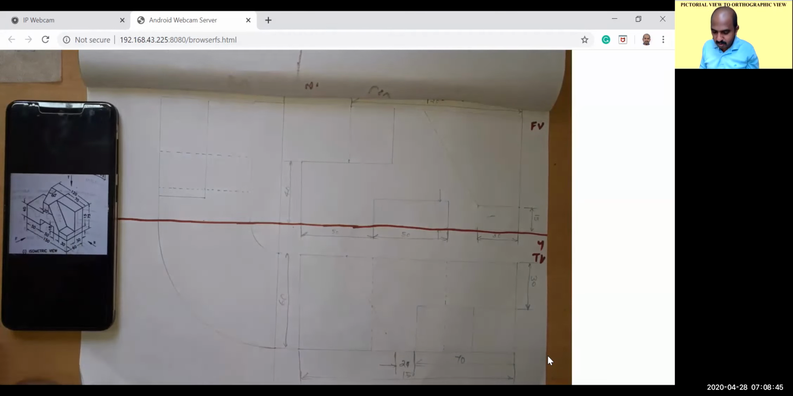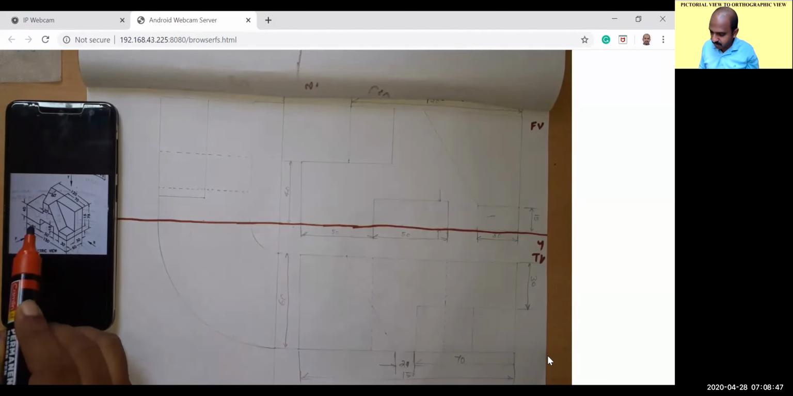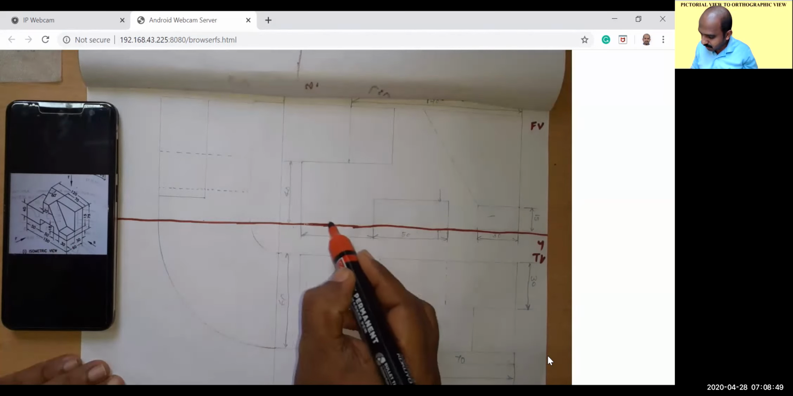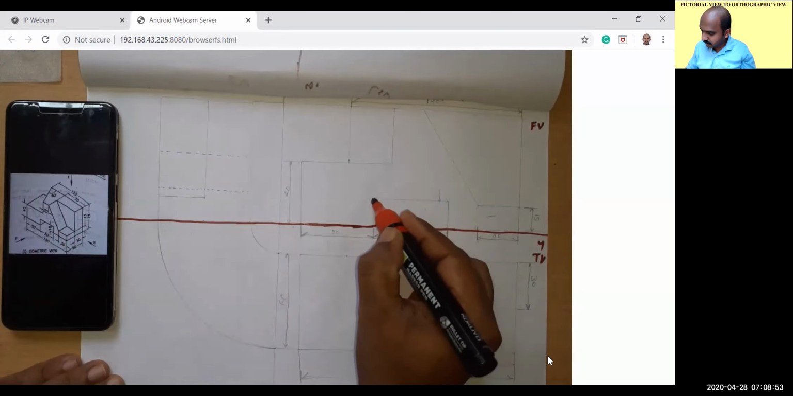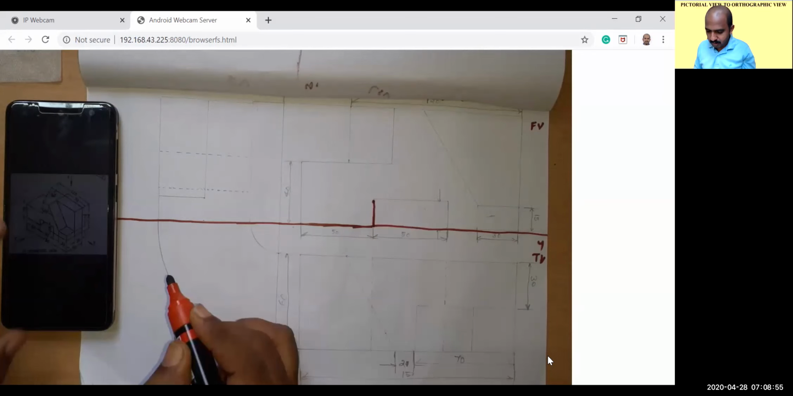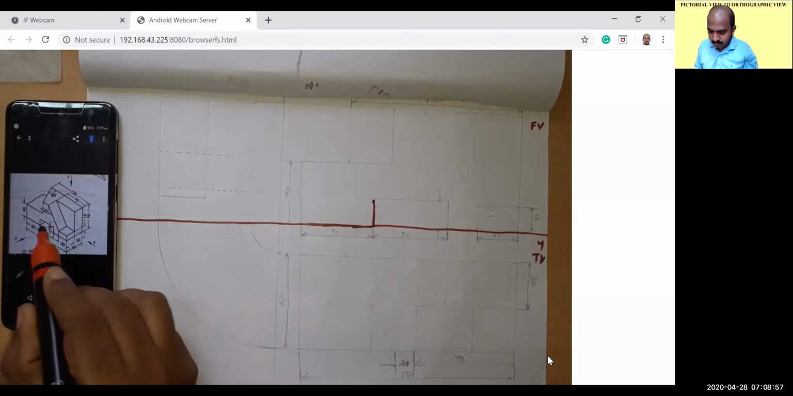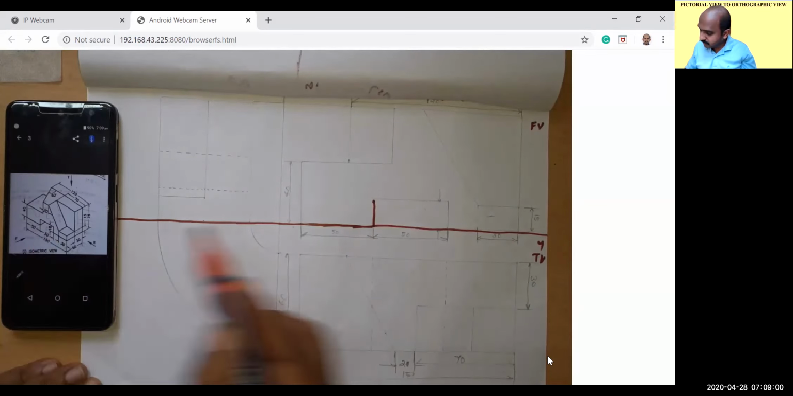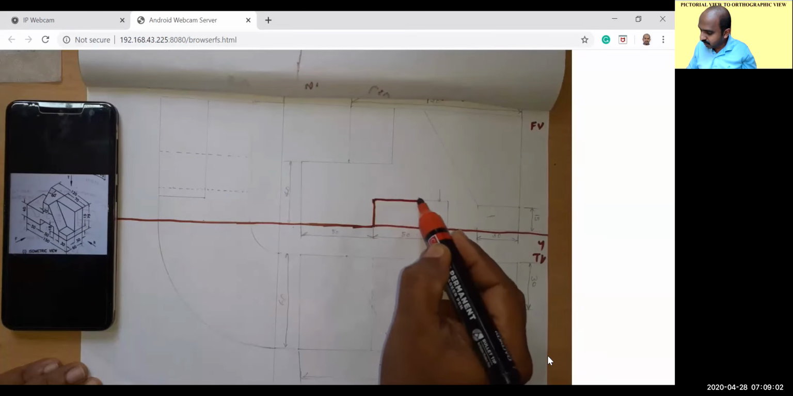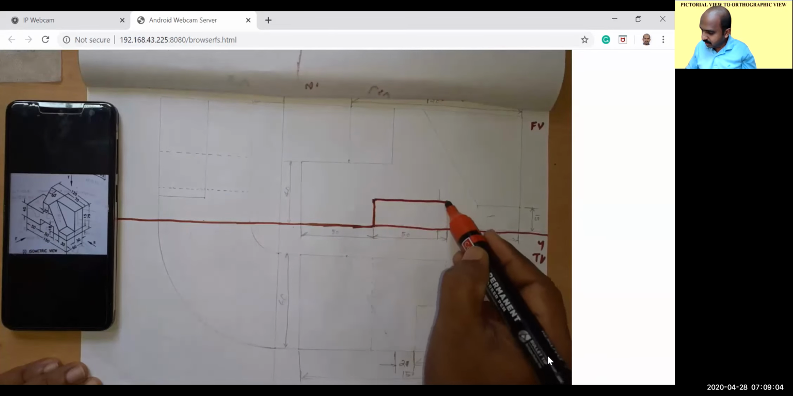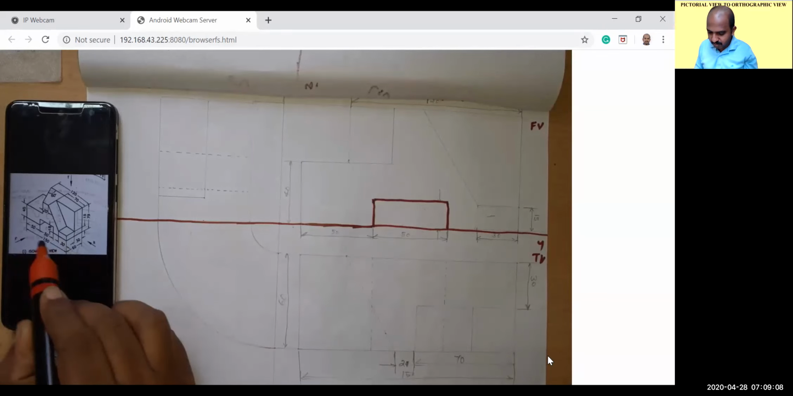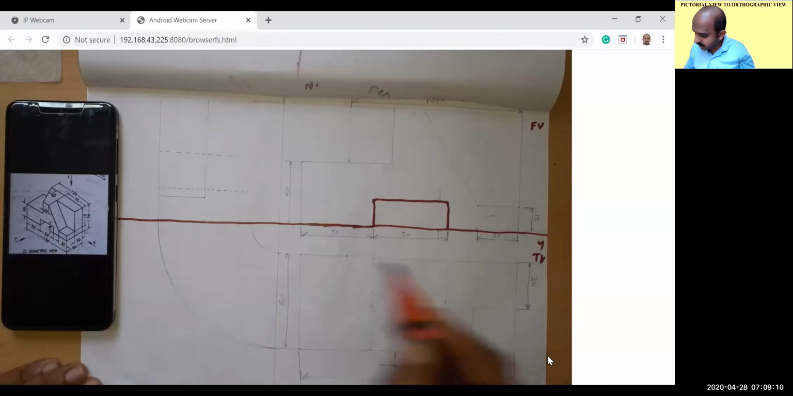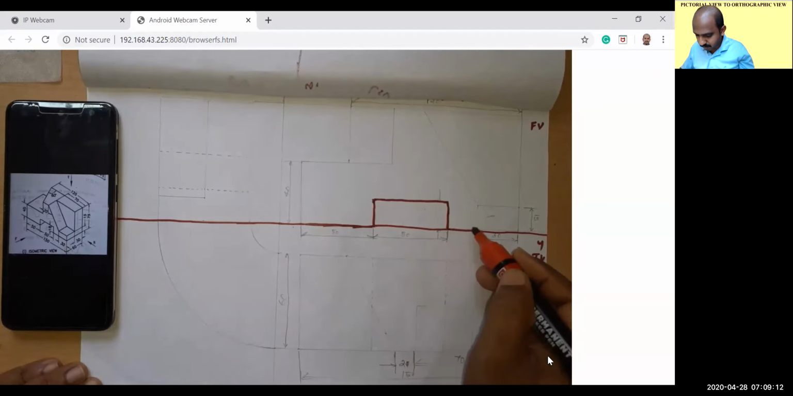Looking here, suppose you are starting from a 50 mm length. Then there is a cutting with a height of 18. This width is given as 50. We draw the front view 50, again 18. Then the total length is 150, so this total completes.